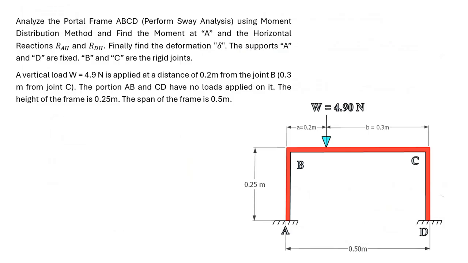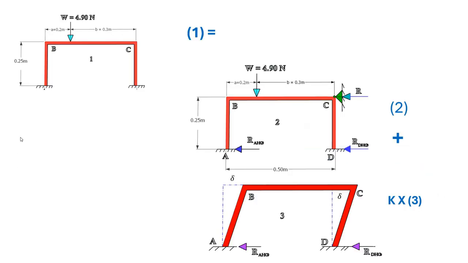So this is a portal frame where the load is applied at a point A, at a distance of 0.2 meter from the left end and 0.3 meter from the right end, that is C. Now this analysis is divided into basically two types. The first one is the non-sway analysis and the second one is sway analysis.